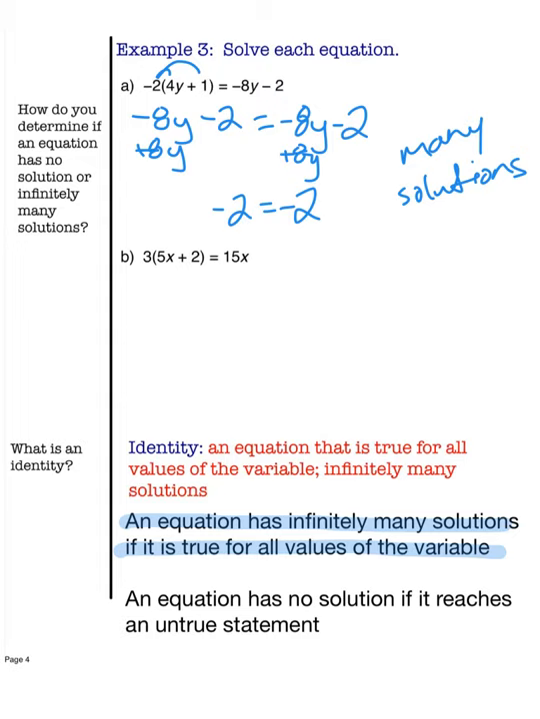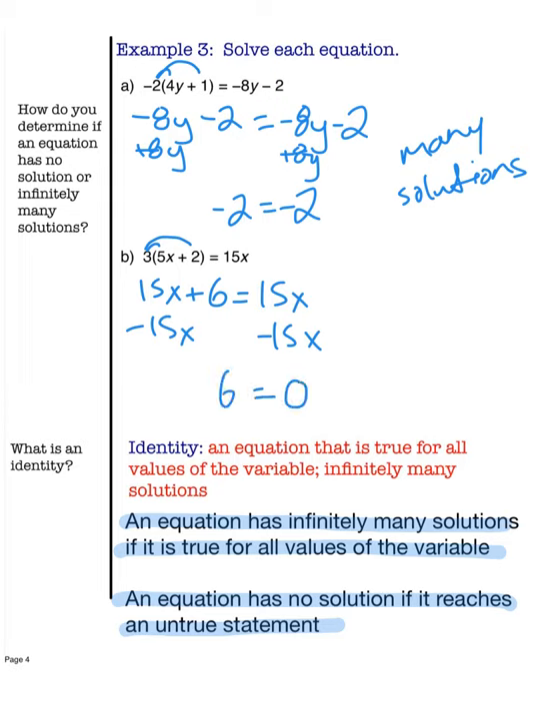All right, and then the other important piece of information is that an equation has no solutions, or no solution, if it reaches an untrue statement. I'm guessing that's what part B is going to be, but let's work it out and find out. So I have a 3 to distribute. We're going to distribute that. I have 15x plus 6 equals 15x. Well, if I subtract 15x from both sides, now I have 6 equals 0, which is not a true statement. So we're going to say no solution.